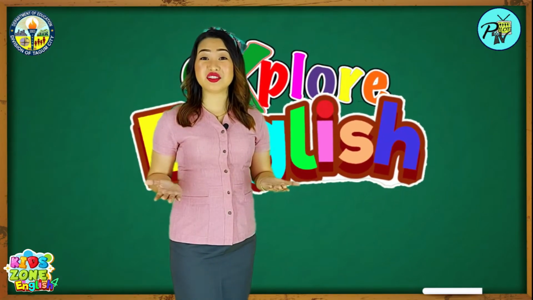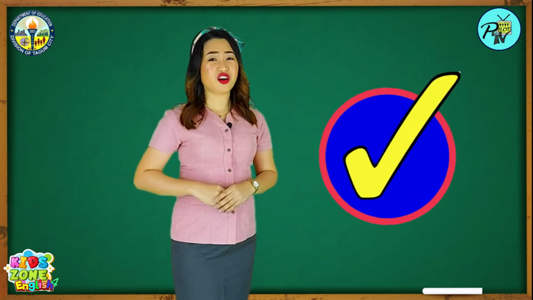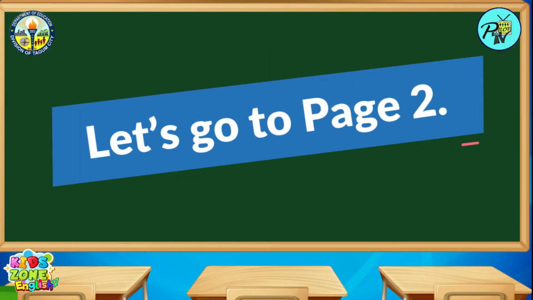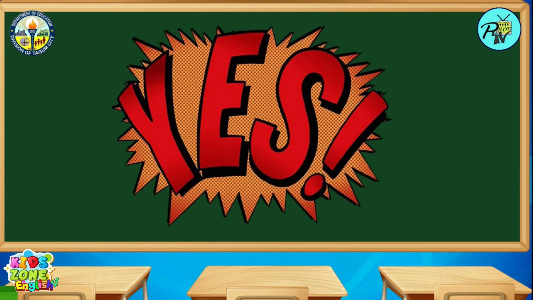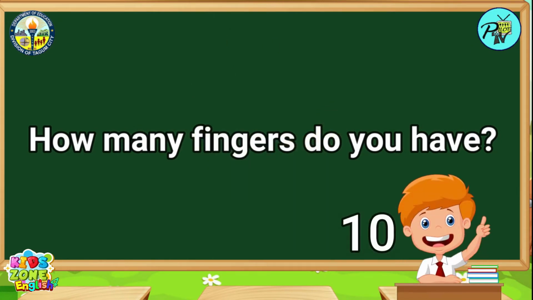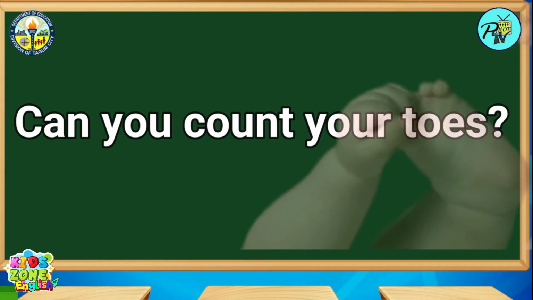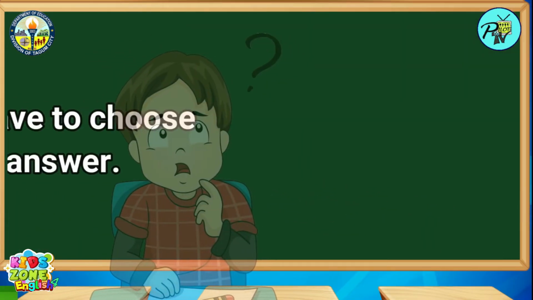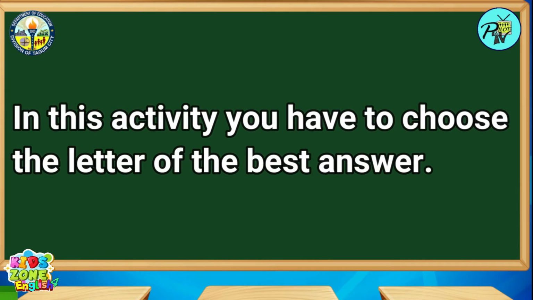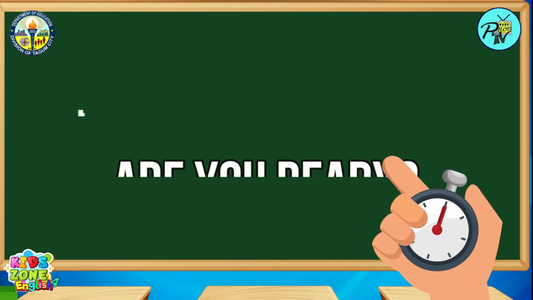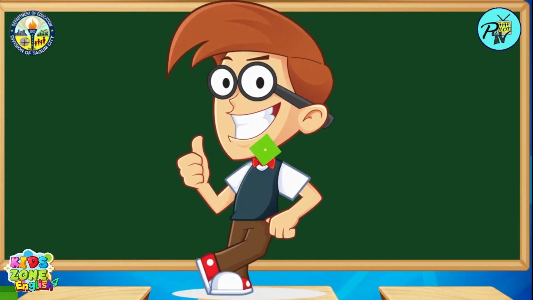Before we start with Lesson 1, let us try to check if you have an idea about it. Are you ready? Let's go! Let's go to page 2. Are you already on page 2? Here's the instruction. Hey kids! How many fingers do you have? Can you count your toes? How about your hair? In this activity, you have to choose the letter of the best answer. You will be given 5 seconds to answer. Are you ready? Great! Let's start!